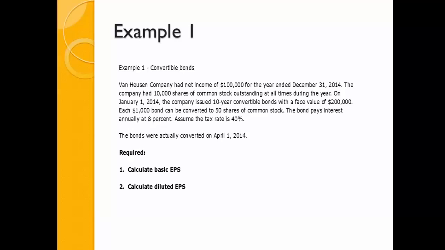So when you're walking through this problem, a couple of things to keep in mind is, number one, it's actually going to be an easy problem. It's an easy problem because you notice that the convertible bond occurred at year end. Interest is 8%, tax rate is 40%. Let's look at this. So the basic earnings per share is going to be pretty simple.